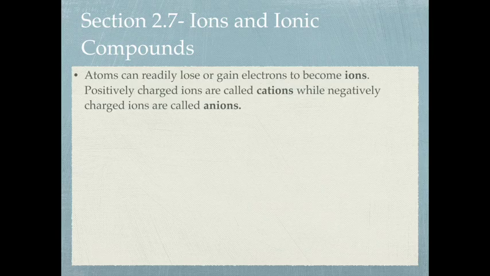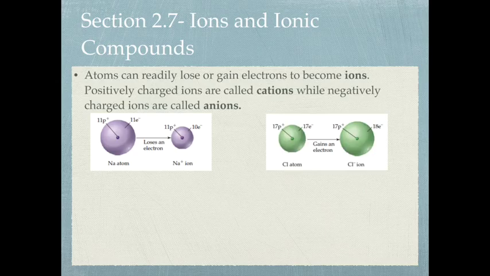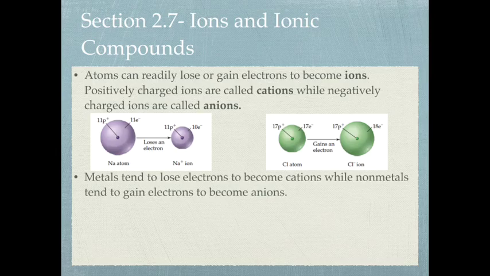Now, if you have a positively charged ion, that is a cation, while a negatively charged ion is an anion. And so what happens, for example, if sodium were to lose one electron, it would have a charge of +1. Now, chlorine, if it gains that one electron, it would have a charge of -1. And so what you need to know is that metals tend to lose electrons and they therefore become cations, while nonmetals gain electrons to become anions.